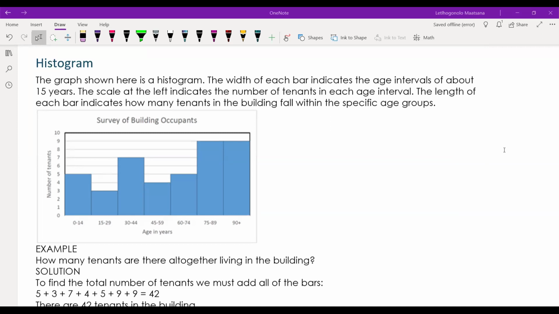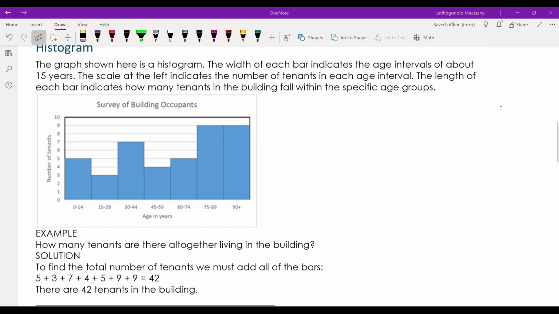So, let's look at this question that says how many tenants are there altogether living in the building. So we see that between the ages of 0 to 14, we have about 5. Between 15 to 29, 3. Between 30 to 44, 7.